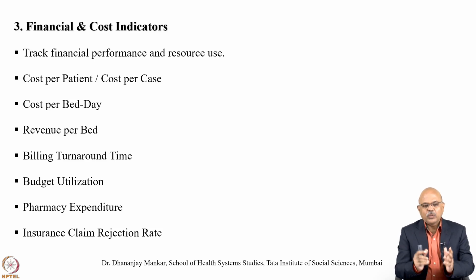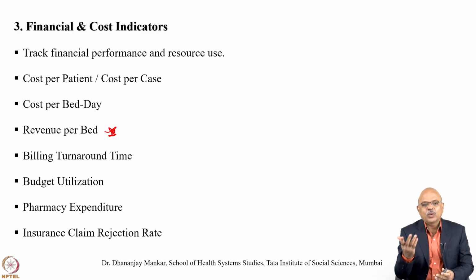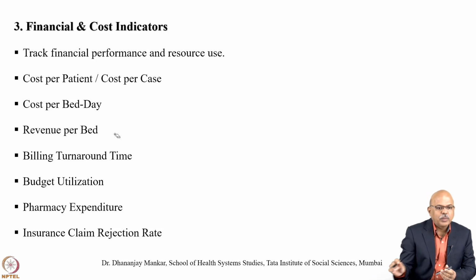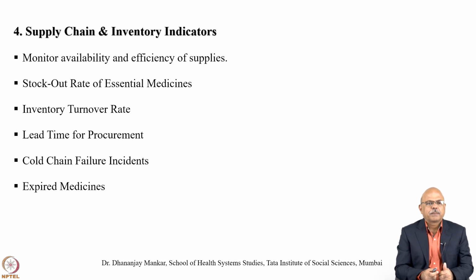Revenue per bed, how it is generated, and the importance of it is very important. Then comes the billing turnover time, and many times you may come across budget utilization, pharmacy expenditure, and department-wise expenditure. Insurance claim rejection rate, and many others, are in the financial and cost indicators.